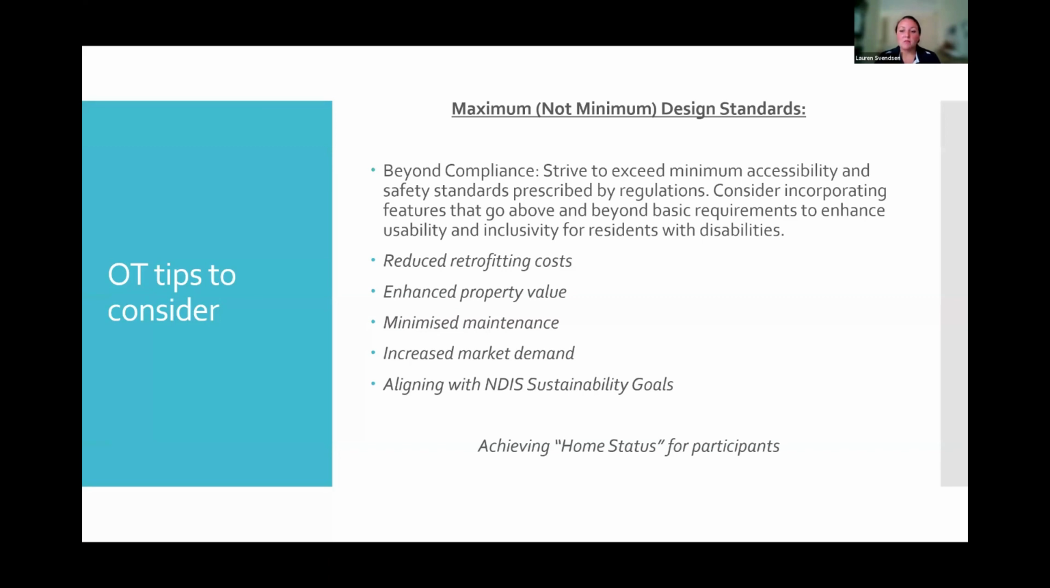So overall, investing in maximum design standards and future-proofing yields significant savings for builders in the long run, while simultaneously benefiting participants by providing them with safer, more accessible, and more sustainable living environments. By prioritizing usability, inclusivity, and innovation in the designs, builders can create SDA properties that meet the evolving needs of residents and contribute to those positive outcomes for both residents and the investors, and overall achieving the home status for participants.